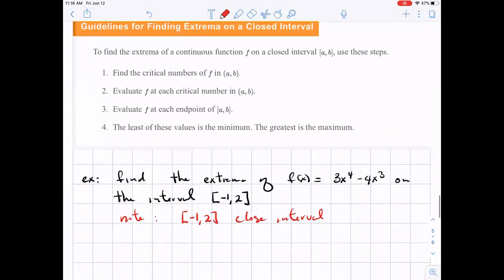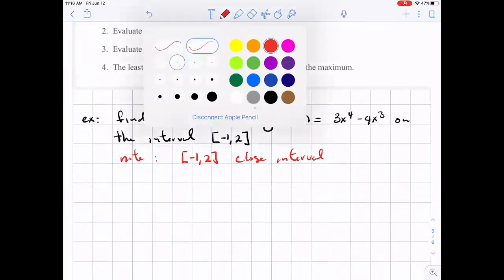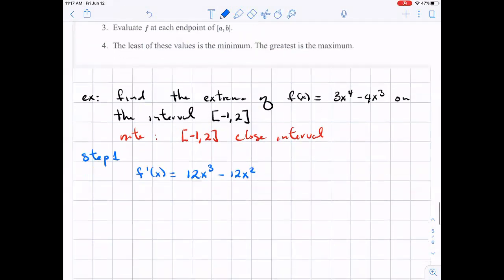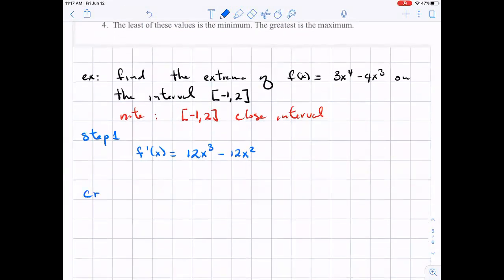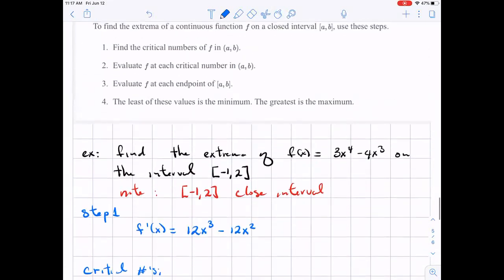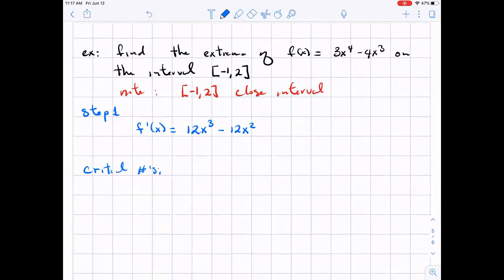So if we go find the critical numbers, first, step 1. f prime of x will be equal to 12x cubed minus 12x squared. And now, if we find the critical numbers, which is evaluate each critical number. So we haven't got to step 2 yet.